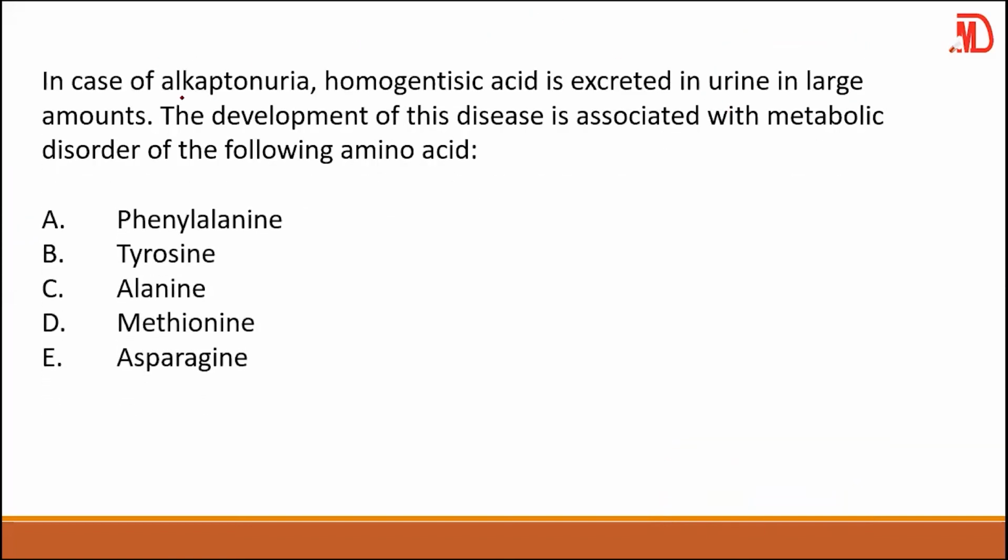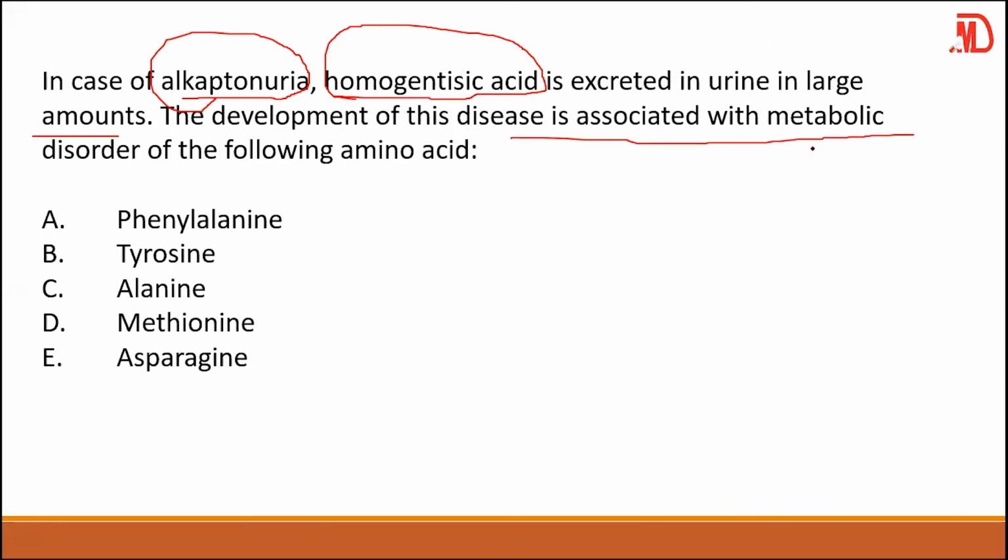In case of alkaptonuria, guys, you remember when we talked about alkaptonuria, right? The last time we talked about alkaptonuria. Good. Now you see, we talk about homogentisic acid, isn't it? Good. Now they are saying that in the case of alkaptonuria, this acid is excreted in urine in large amount. The development of this disease is associated with a metabolic disorder of the following amino acid.